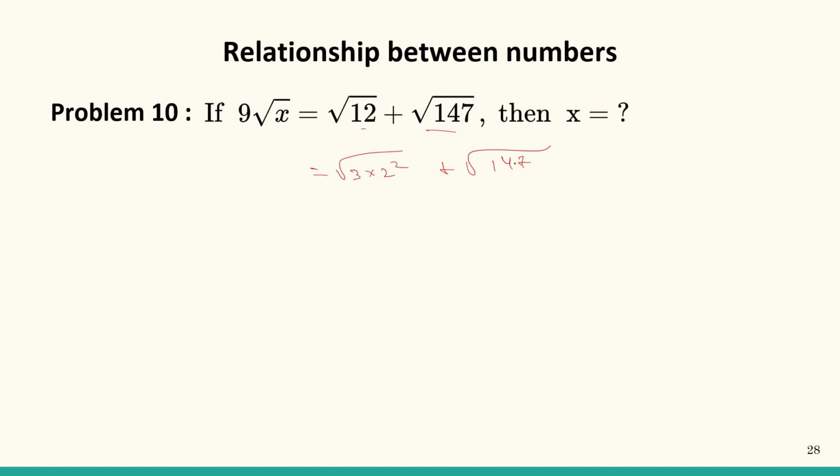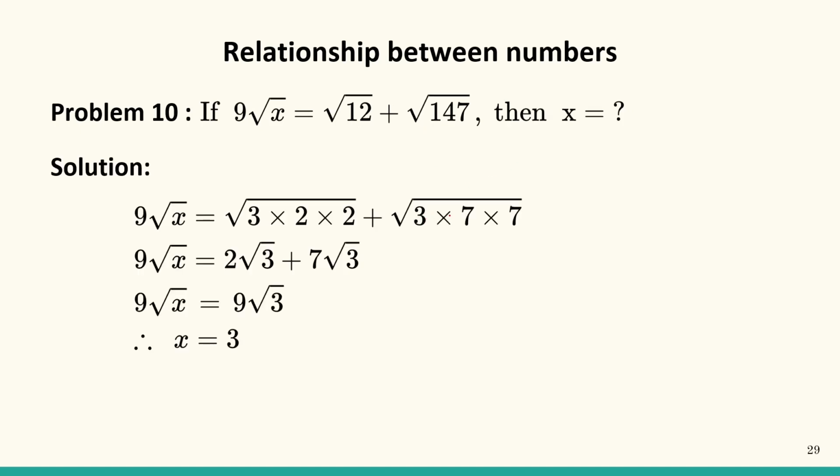Okay, 147 is 3 into 7 cross 7. So this will be further equal to what? 2 root 3 plus 7 root 3. So this will be equal to 9 root 3. So this implies that 9 root x is equal to 9 root 3. So the root x must be equal to root 3. So x must be equal to 3. Okay, answer.